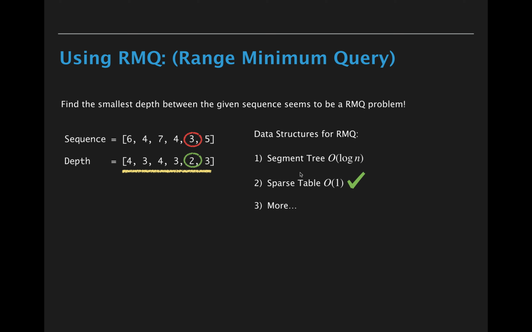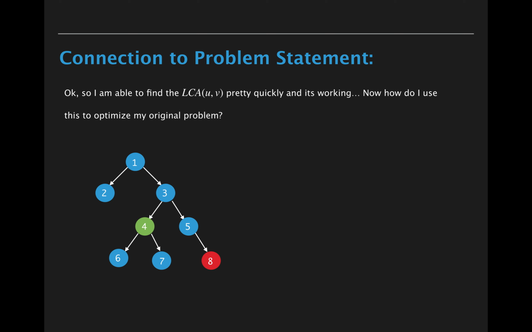But if we need to know which one to use, there are two: one is segment tree and another one is sparse table. In this implementation, we'll be using sparse table, which queries in order of 1 time to find the minimum depth. A brute force approach would just be to iterate over the depths and calculate the minimum value. However, we want to calculate LCA as fast as possible for the original problem, so we're going to use sparse table. Now here's our connection to the problem statement.